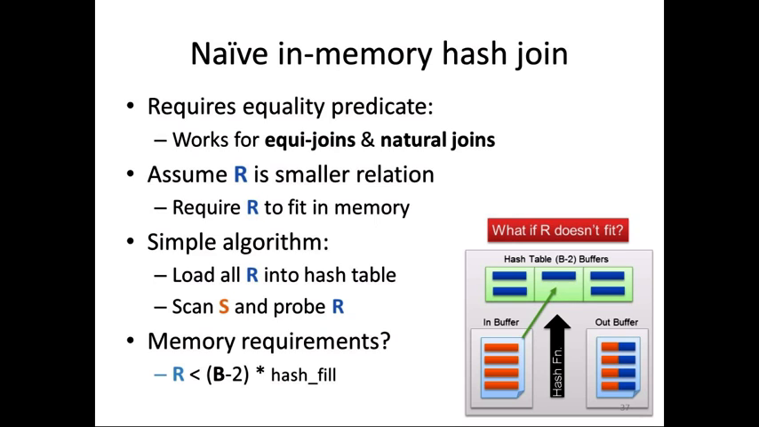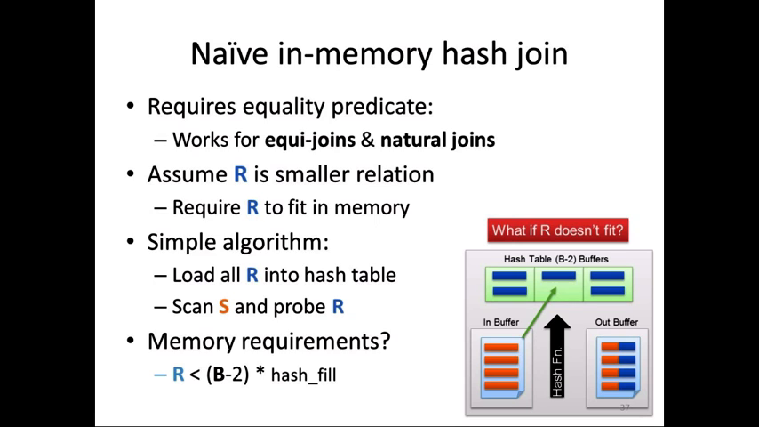And then we scan S one page at a time, and for each record we probe into the hash table. So we just apply the same hash function, and basically the hash function will tell us if we have matching records or not in R. We probe the hash table and we find matching tuples, join results that we write in the output buffer, and then of course whenever this is full, we spill it to disk and we save the results.